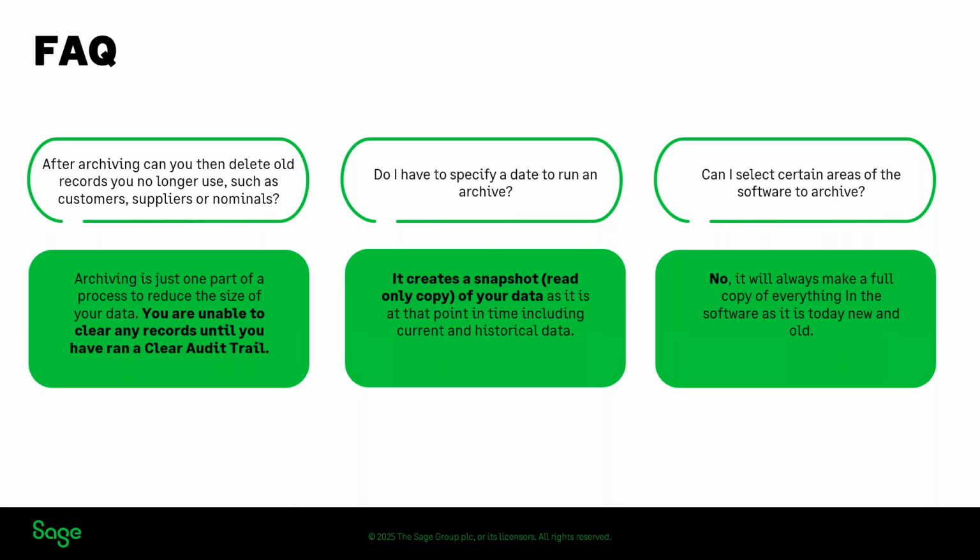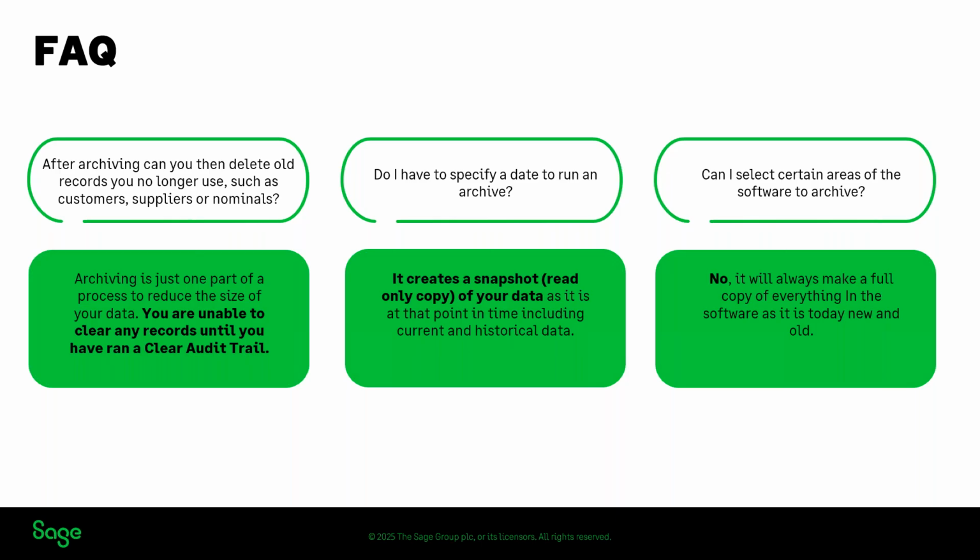Okay, so these are the questions that we often get asked on these sessions. The first one is, after archiving, can you then delete old records you no longer use, such as customers, suppliers, and nominals? Archiving is just one part of a process to reduce the size of your data. You're unable to clear records until you've run a clear audit trail. So you can't delete any old customer or supplier records if they still have activity. But again, all of that is going to be covered in the clear audit trail process.